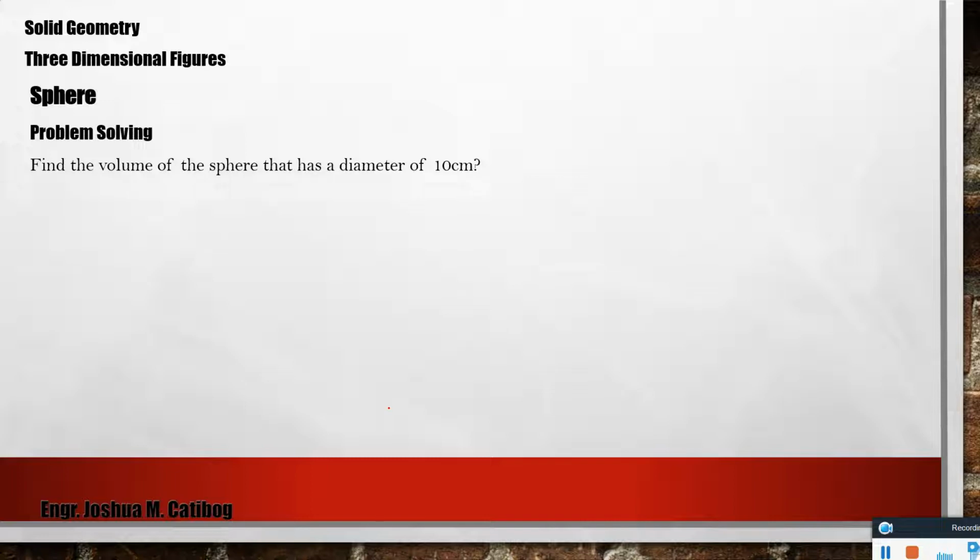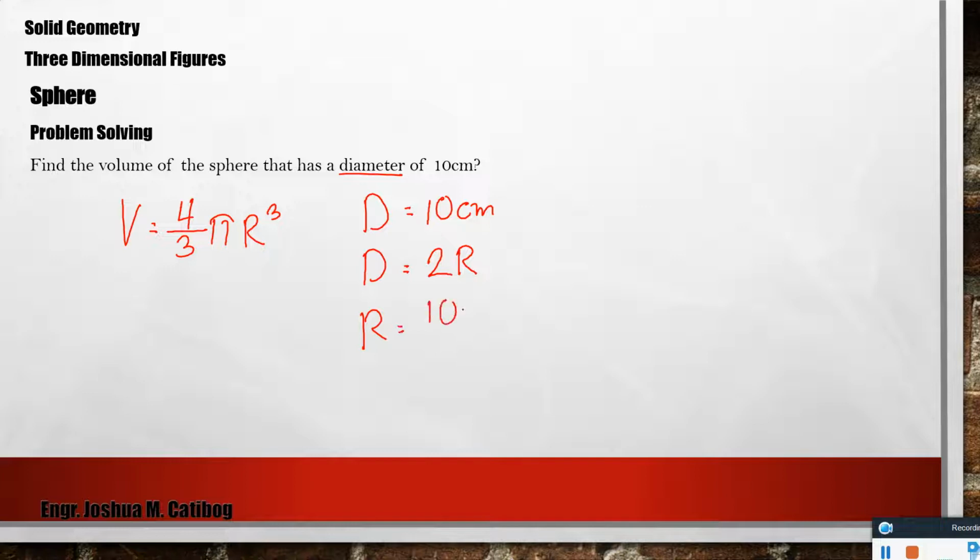So we have here, find the volume of the sphere that has a diameter of 10 centimeters. Okay, sir. The volume of the sphere, ang binigay pong formula sa atin ay 4 over 3 pi multiplied by r cube. So ang diameter daw po ng ating sphere ay 10 centimeters. At alam natin that diameter is what? 2 times ng ating radius. Therefore, from here, radius is simply what? 10 centimeters over 2. Or simply, radius is what? 5 centimeters. Okay, so from here, salpak lang po natin.